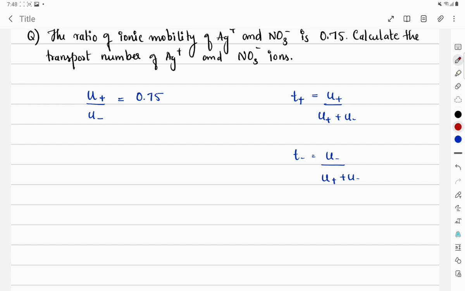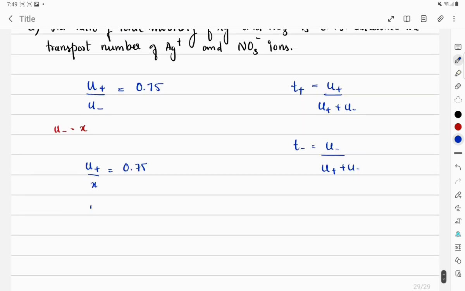Since we do not know the value for U plus or U minus, but only their ratio, let's assume that U minus is equal to some constant x. In that case, we can write U plus in terms of U minus, or in terms of x. So if it is x, what will be the ratio? It becomes U plus divided by x is equal to 0.75. And now writing U plus in terms of x, U plus equals 0.75 into x. So we got that U minus is equal to x and U plus is 0.75 times x. Now it's easy, we can just simply substitute into this equation. The difficult part was just assigning values for that.